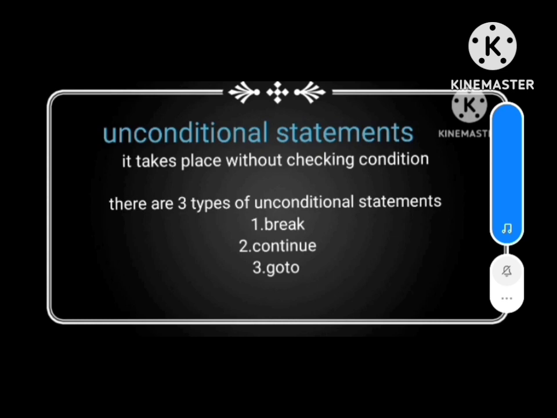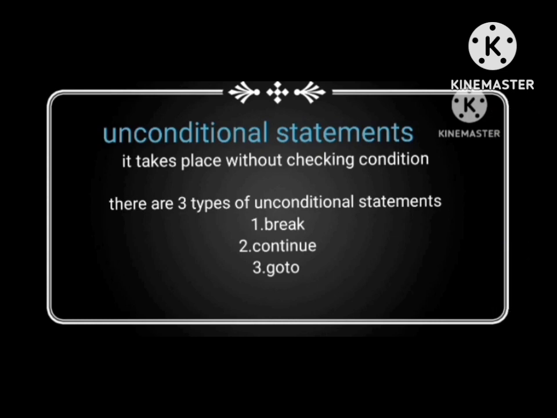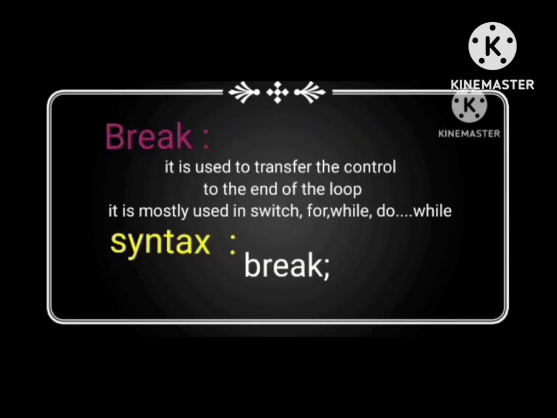Unconditional statements. If branching takes place without checking a condition, then such statements are known as unconditional statements. These are three types: break, continue, goto statements. Break: it is an unconditional statement which is used to transfer the control to the end of the loop. It is mostly used in switch, for, while, do while.